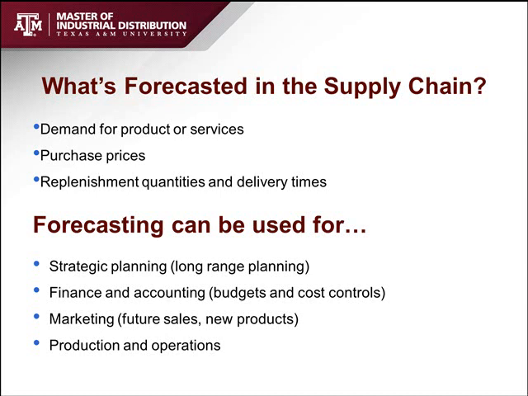For example, forecasting can be done for strategic planning. This is long-range planning, usually 3+ years. For example, when you perform forecasting to decide capacity expansion, new facilities, and so forth. It can also be used for finance and accounting, such as budget and cost controls, for marketing, and more specifically production and operations.